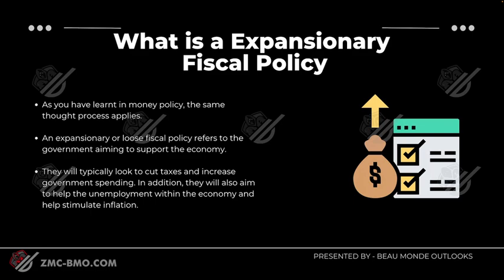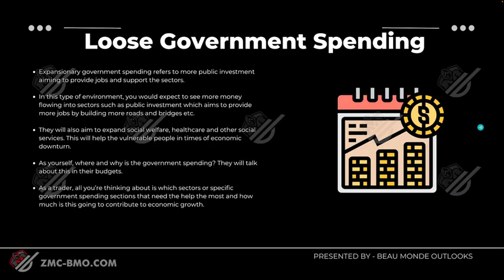They will typically look to cut taxes and increase government spending. In addition, they will also aim to help unemployment within the economy and help stimulate inflation. Remember, inflation, the target for a lot of economies is 2%. So loose government spending, expansionary government spending, refers to more public investment aiming to provide jobs and support sectors.